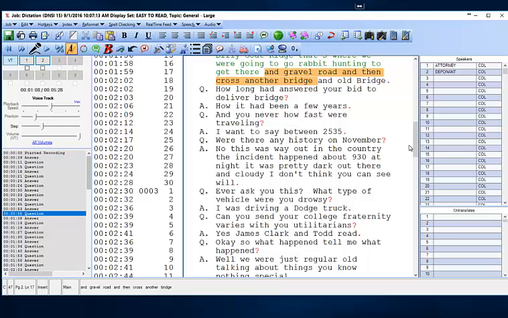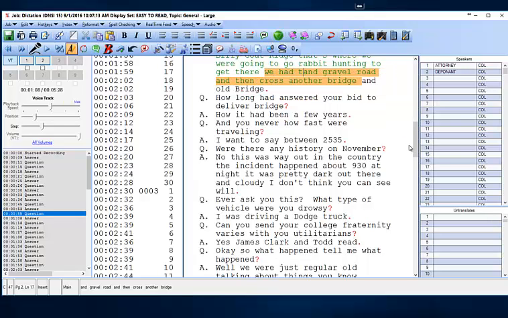Let's go down a gravel road and then cross another bridge. Control D. A gravel road and then cross another bridge. Page down. Old metal bridge, Cuba. An old metal bridge. Page down.